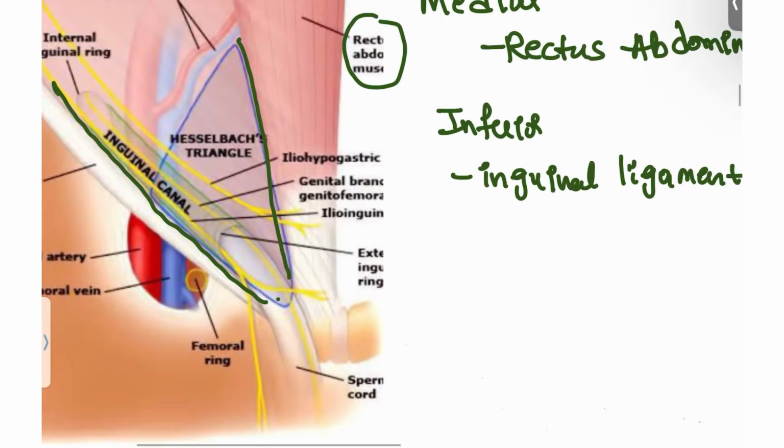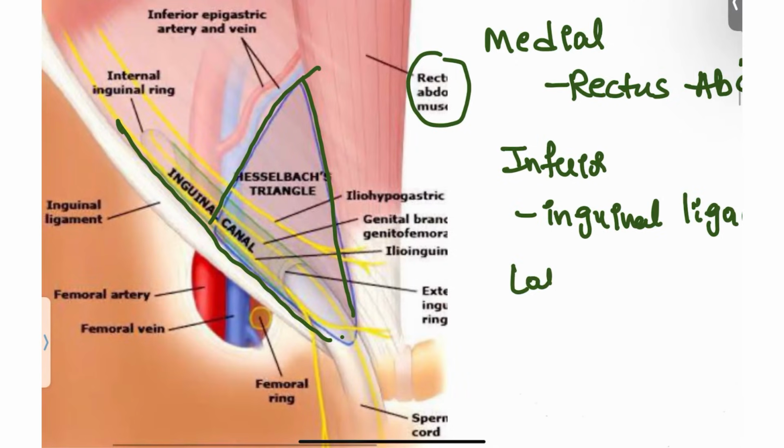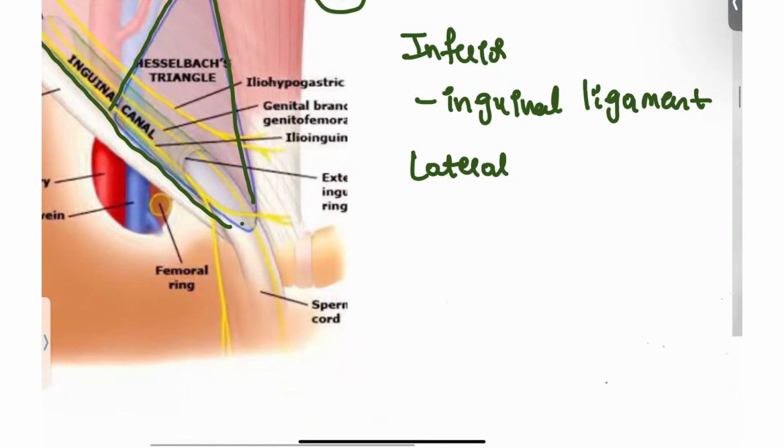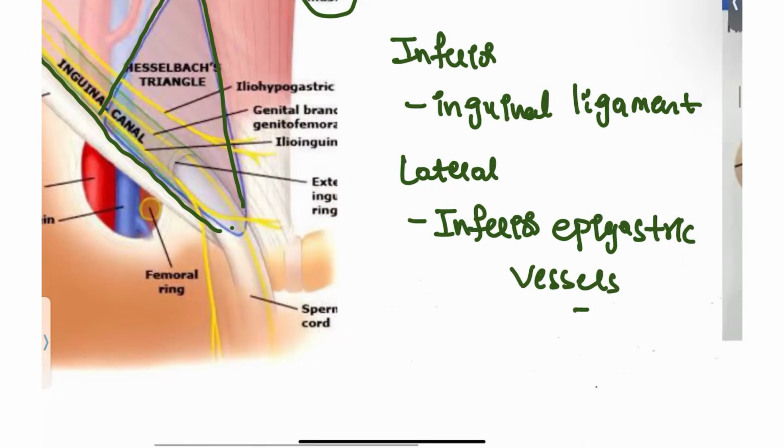And on the superior side, this is the superior structure, and this is the lateral structure. On the lateral side, what are the structures that differentiate? Those are the inferior epigastric vessels. Okay, these will differentiate between the direct hernia and the indirect hernia. This is your Hesselbach's triangle.